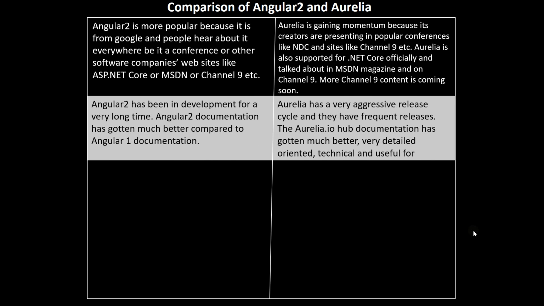Angular 2 has been in development for a very long time. Angular 2 documentation has gotten much better compared to the Angular 1 documentation. Aurelia has a very aggressive release cycle and they have frequent releases. The Aurelia.io hub documentation has gotten much better, very detail oriented, technical, and useful for any new developer who wants to get onto the framework.